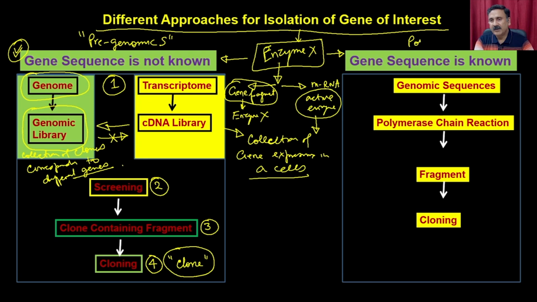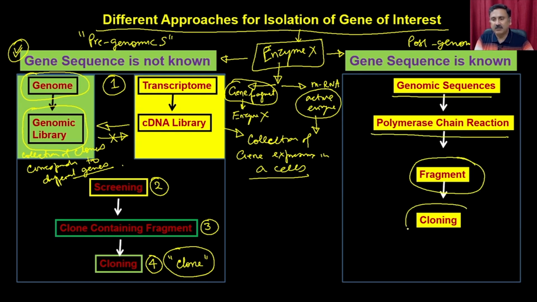After the post-genomic era, when people actually know the genomic sequences, it is very easy because you can use a technique called polymerase chain reaction, which gives you the amplified gene product. You can clone that into a suitable vector, and it can be used further in the overexpression and purification steps. So first we'll discuss approach number 1, where the genomic sequence is not known, and then we'll discuss the approach where the gene sequence is known.